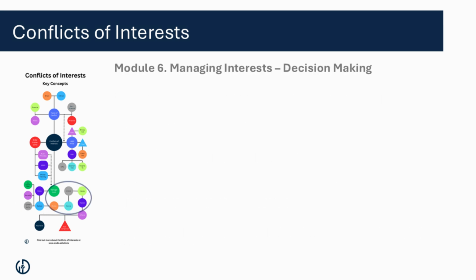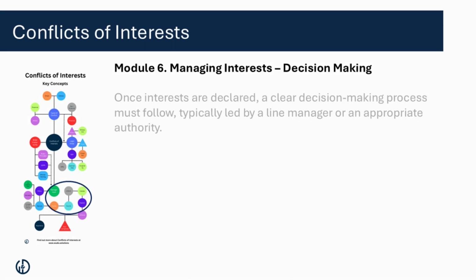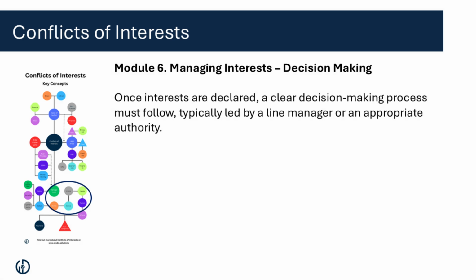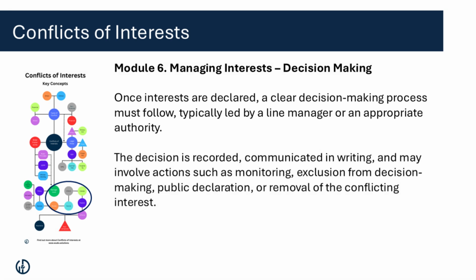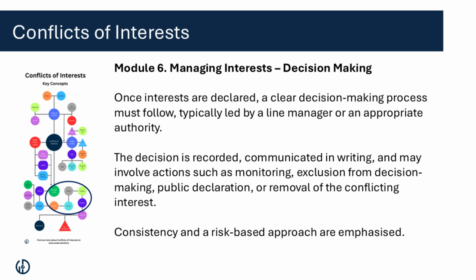Module 6. Decision-making. Once interests are declared, a clear decision-making process must follow, typically led by a line manager or an appropriate authority. The decision is recorded, communicated in writing, and may involve actions such as monitoring, exclusion from decision-making, public declaration, or removal of the conflicting interest. Consistency and a risk-based approach are emphasised.